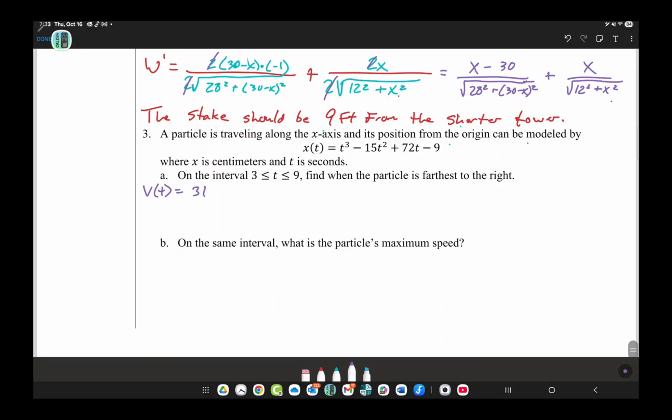So we have 3t squared minus 30t plus 72. Factor out the 3, t squared minus 10t plus 24, which factors into 3 times t minus 4 and t minus 6. Now, if you remember finding the max value on this, not only do we check the critical points, we also check the endpoints. So my interval has endpoints 3 and 9. So I need to see, is it furthest at 3? Is it furthest at 4? Is it furthest at 6? Or is it furthest at 9?